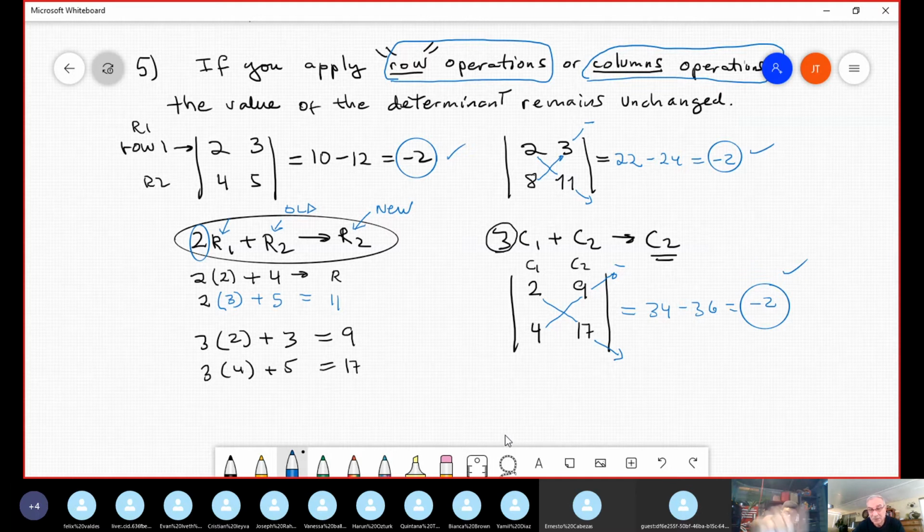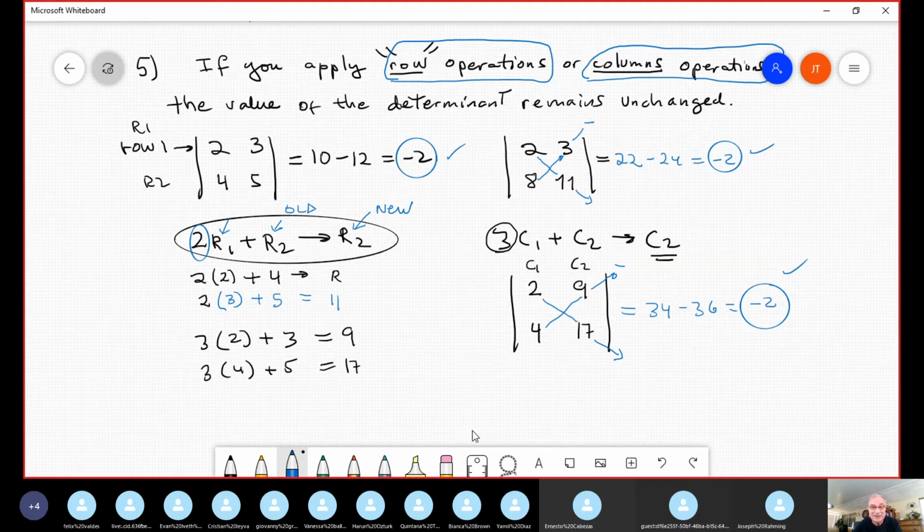Of course, you need practice. But in the review packet, we are doing practice, doing problems with row operations and column operations. Okay, we have one more property. The last one is easy to understand. And after, let's see an example to illustrate the application of this new idea.